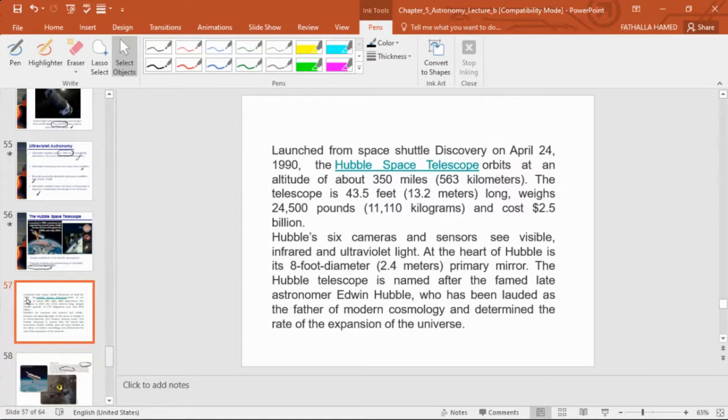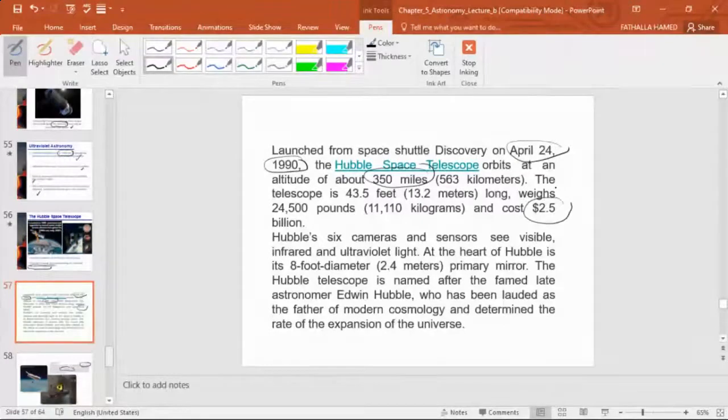The telescope was launched on April 24, 1990, about 31 years ago. It orbits at an altitude of about 350 miles, or 563 kilometers. At that time, the telescope cost about $2.5 billion, so you can see how expensive this type of research is.